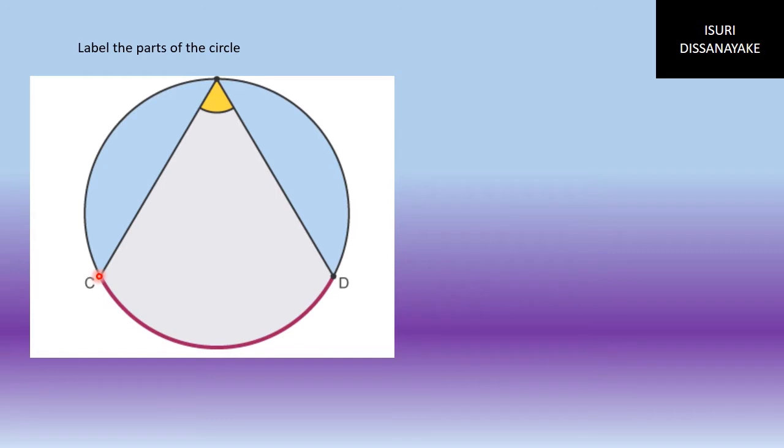This chord is created from the arc CD. So this purple shade is the arc which has created the chord to the circumference like this. So let me label it: chord, angle, chord, and this is the arc.